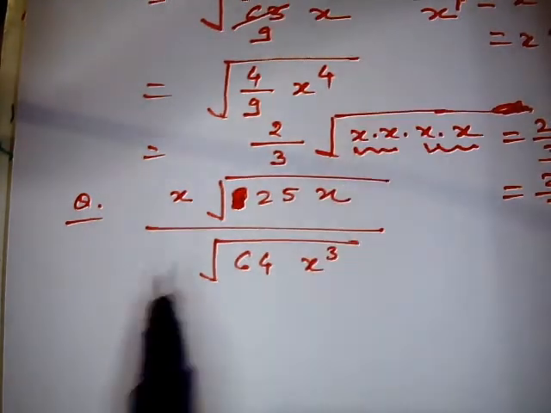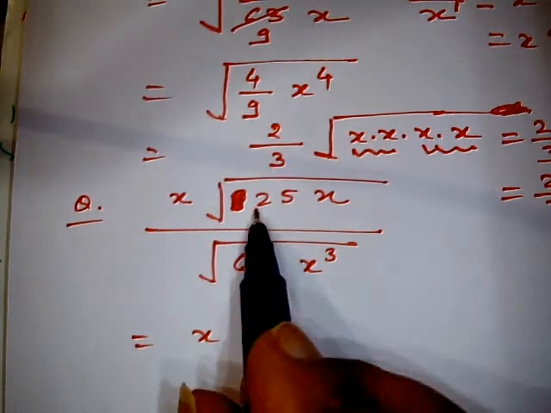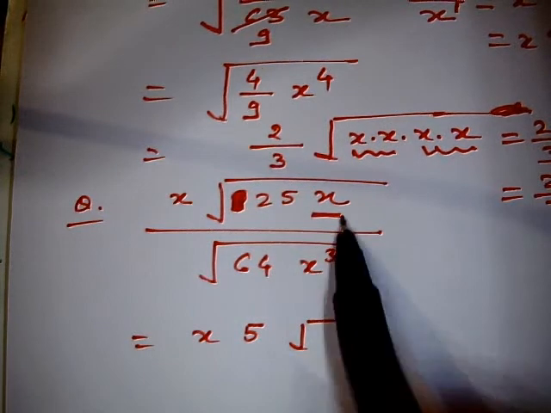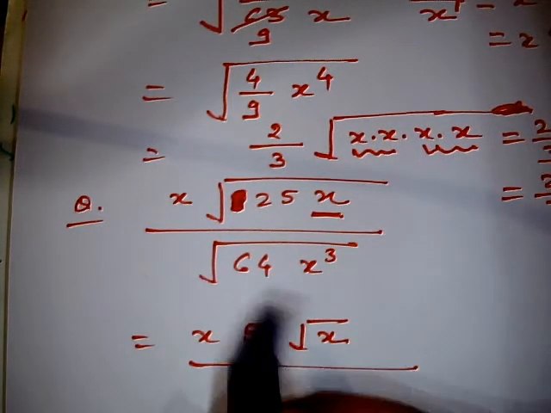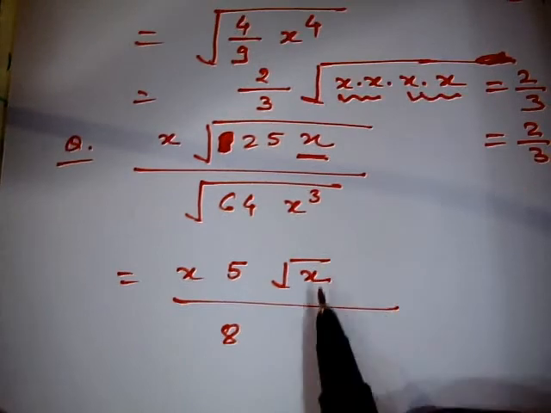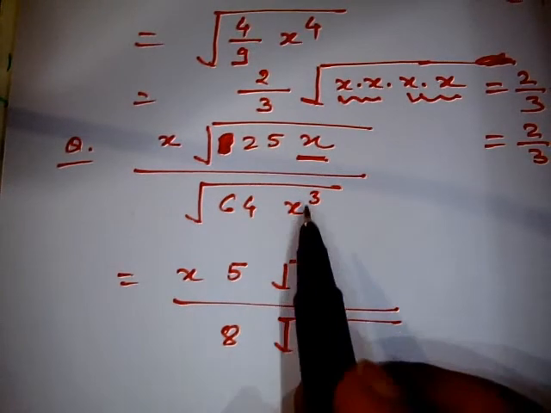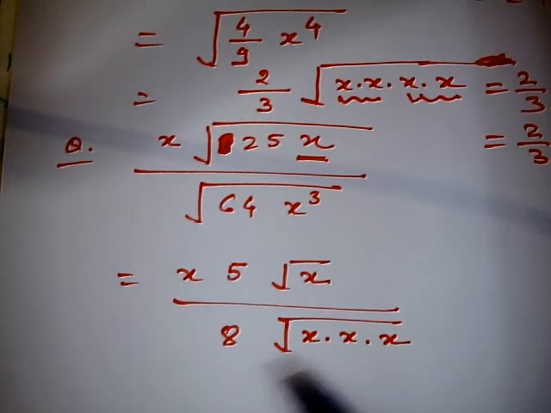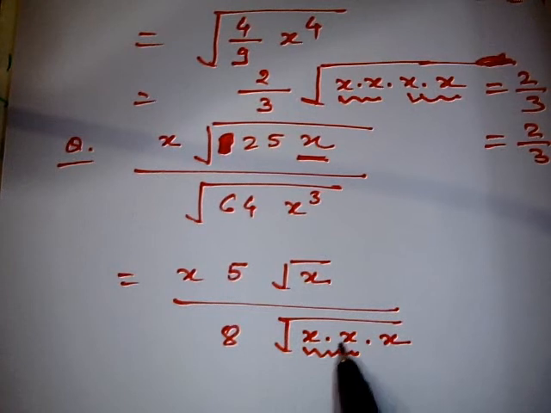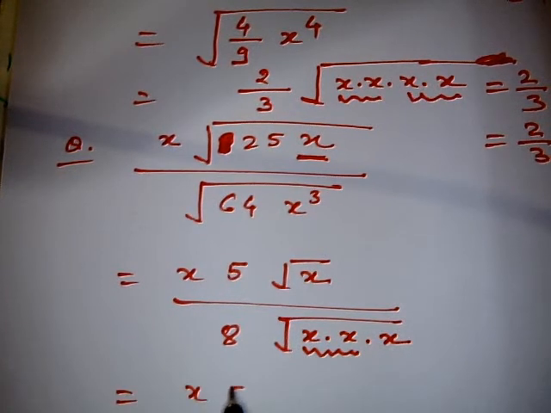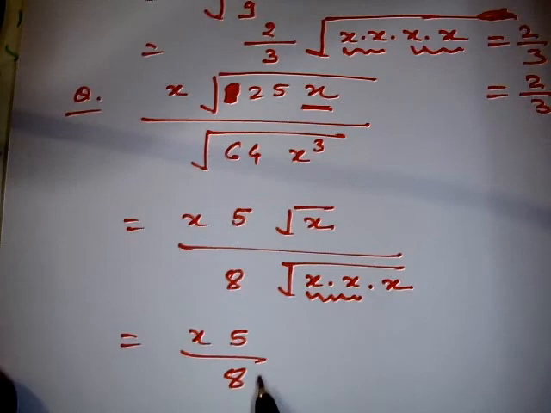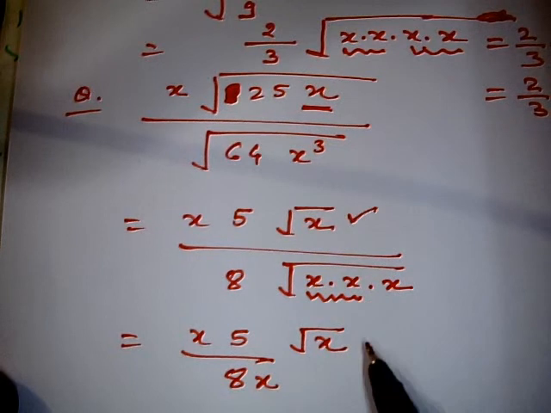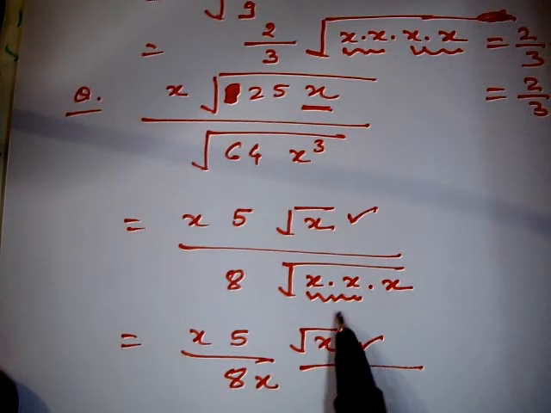The square root of 25 is 5, so 5 will come outside, and the number which is unpaired will remain inside the square root. Square root of 64 is 8. Now x cubed is left. I am confused about x cubed, so I write it inside the square root and break it down as x times x times x. This is one pair, so from this pair 1x will come outside, giving 5x over 8, and the square root of x on the upper side stays the same. From the down part, 1x has come outside and the unpaired number remains inside.